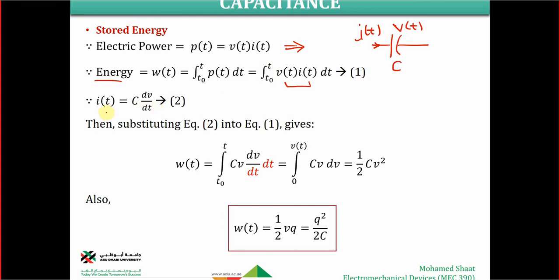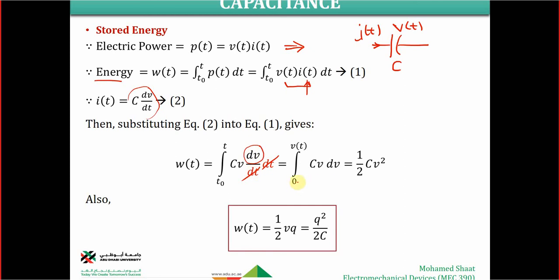And we knew that i(t), the current in terms of the voltage, equals the capacitance times the derivative of the voltage with respect to time. So substitute this term here. It's going to be in this way. As you can see, we have C times V times dv by dt times dt. You're going to see that this dt will be canceled with this one. So we end up with C V dv. Now we have to switch the limits of the integration from time to voltage, since the derivative became dv.